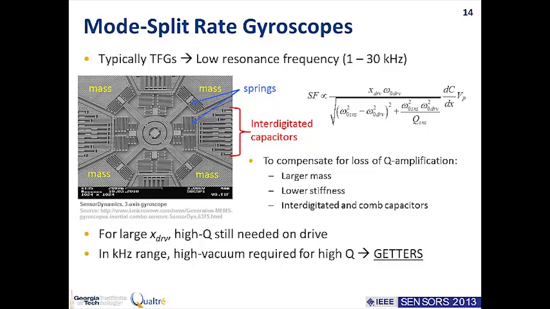Another important thing to know here is that since you don't get the Q amplification, you also need to find ways to compensate for this. So a way to do this is by adding a lot more capacitive area, so you have these interdigitated fingers, so that you get a lot more change in capacitance per unit change of displacement.